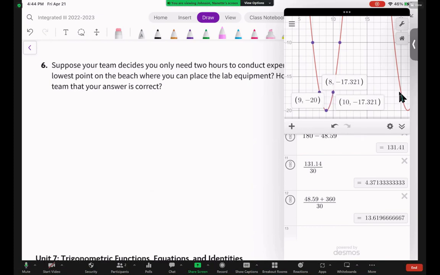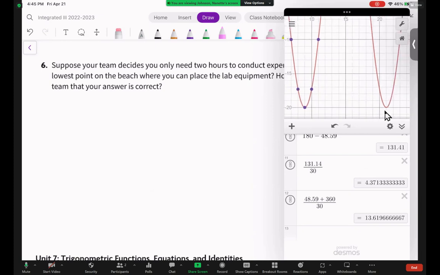You could also do this 2 hour window over here, right? And I think this would be 8 p.m. to 10 p.m. If I scooch this over a little, this would be from 8 p.m. to 10 p.m.